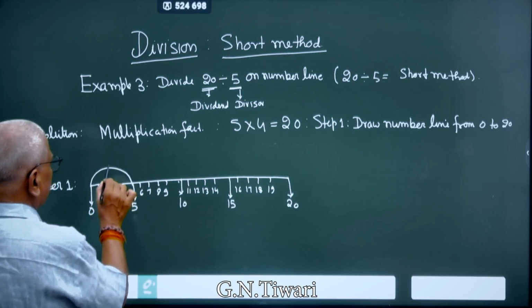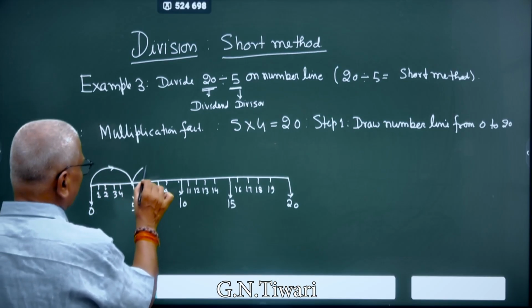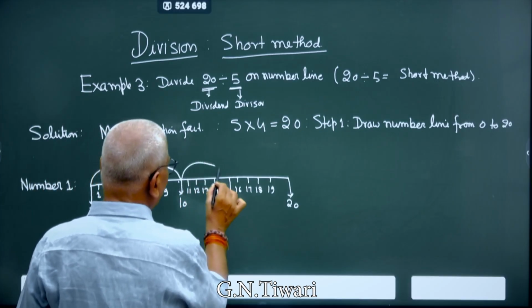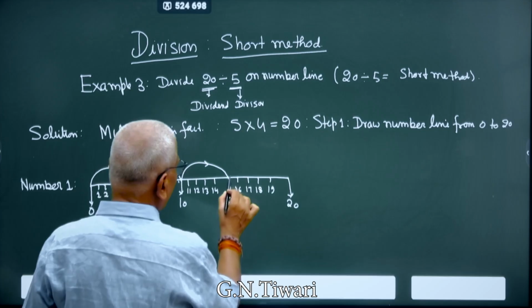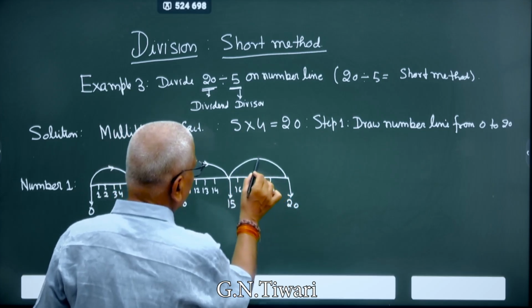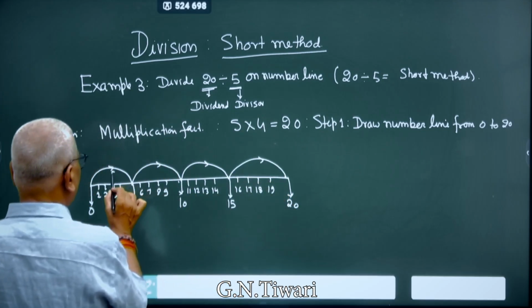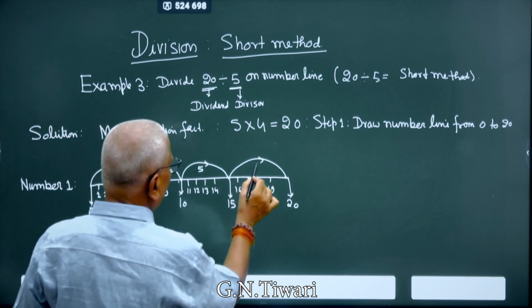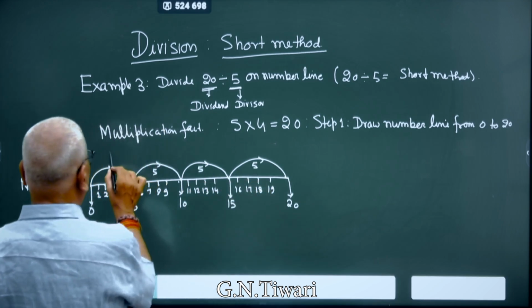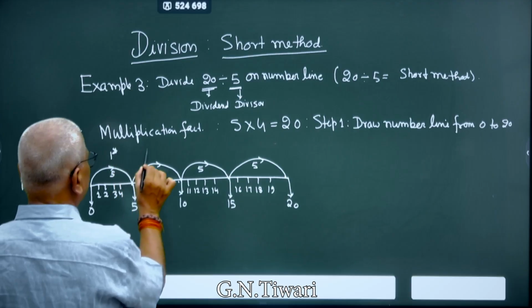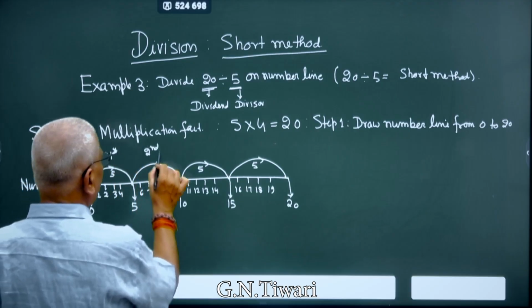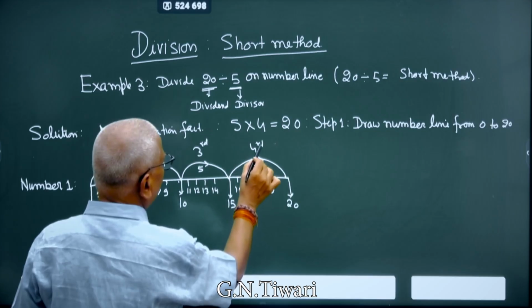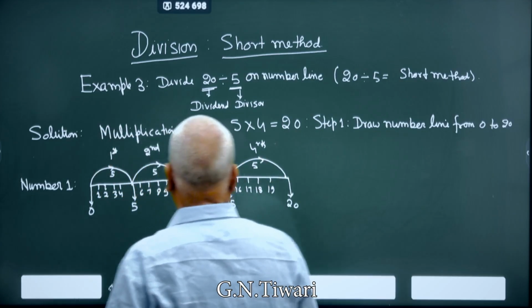फर्स्ट 5, सेकेंड 5, थर्ड 5 एंड फोर्थ 5. यहां पर लिखिए 5, 5, 5, 5. और यहां पर फर्स्ट, सेकेंड, थर्ड एंड फोर्थ. अब देखिए 4 हो गया.